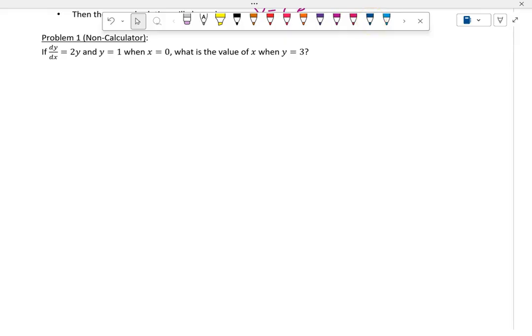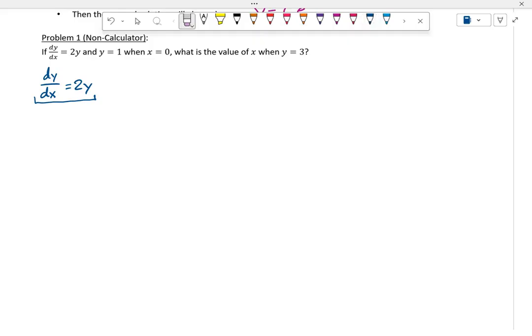So problem number 1, we have: if dy/dx equals 2y and y equals 1 when x equals 0, then what is the value of x when y equals 3? It's a very good question, right? So, dy/dx, what do we notice about this differential equation? That's the ky situation, isn't it? Directly proportional.